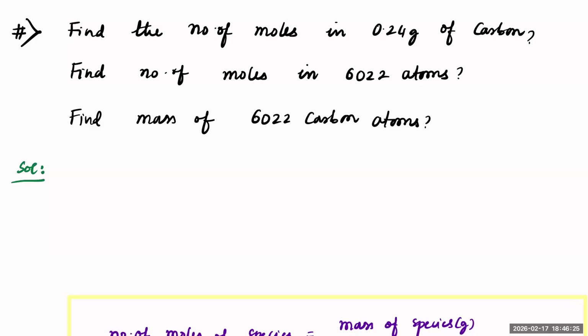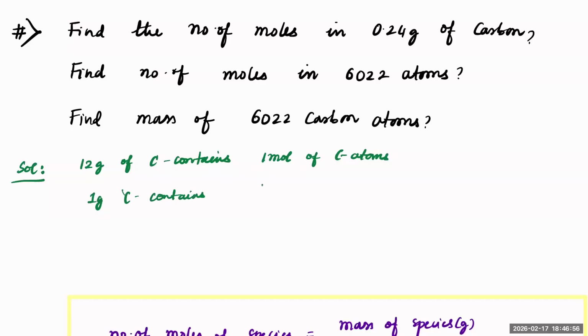So let's do it together. What can we write? 12 grams of carbon contains 1 mole of carbon atoms. Okay. And if you take 1 gram, 1 gram of carbon atoms contains... This is carbon 12 only, no? Yes, we are talking only about carbon 12 by default. Okay, 1/12 of a mole of carbon 12 isotope.